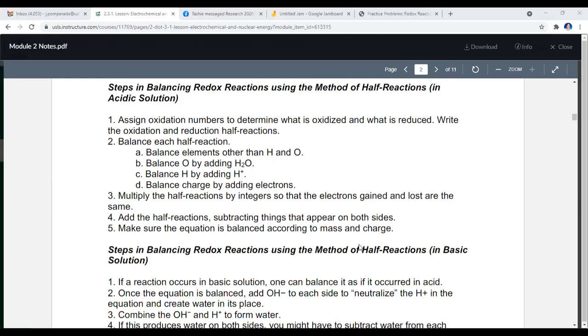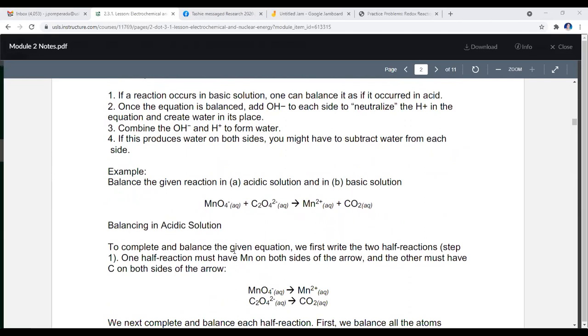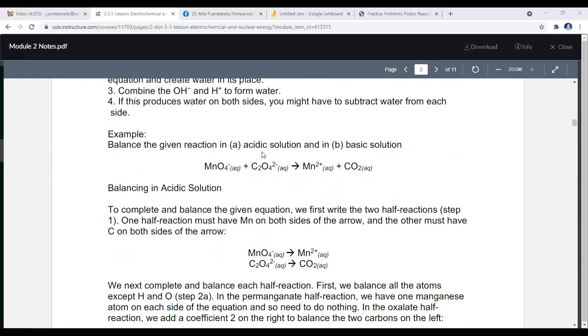I will not first read this one in basic solution because I'd like us to go through this part by means of a particular example. Okay? Now, this is the example that I asked you to read as well. So, example, balance the given reaction in acidic solution and in basic solution. So, for now, we will be doing letter A, in acidic solution.